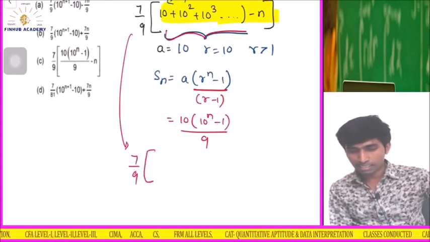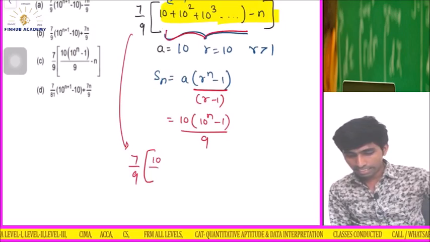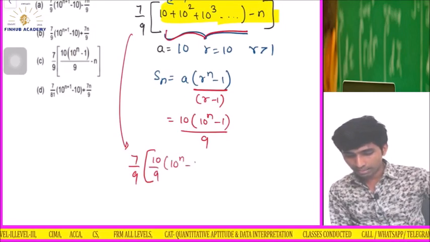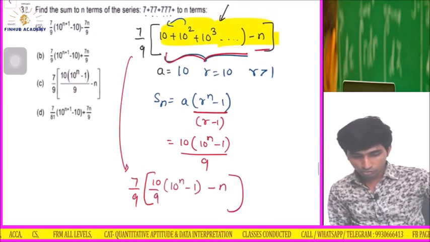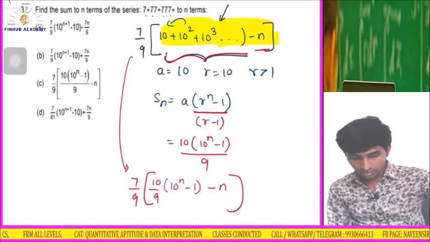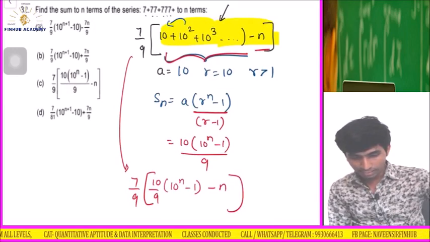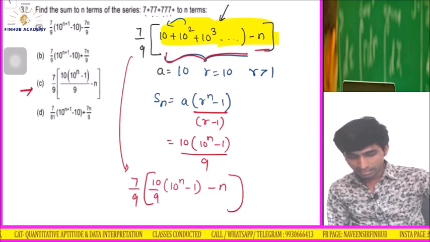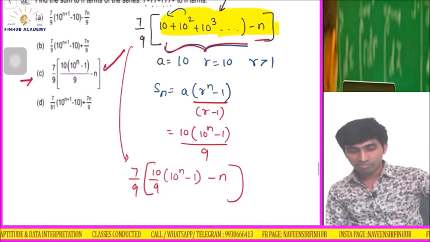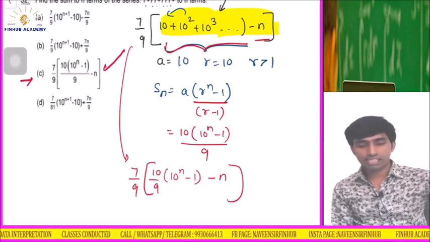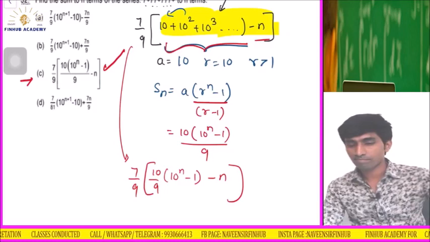now, this part can be written as what? 10 by 9 into 10 raised to n minus 1, and then this minus n is also there, minus n. If you check the option now, see here, 10 by 9, where I can see 10 by 9, this 7 by 9, 10 by 9, 10 raised to n minus 1 minus n, this C is the option. Okay, so we have done this in the class, I'm not wasting time on this. Okay, let's proceed.